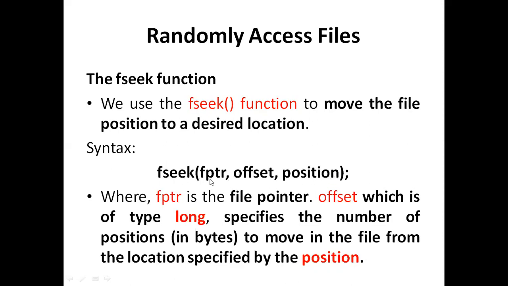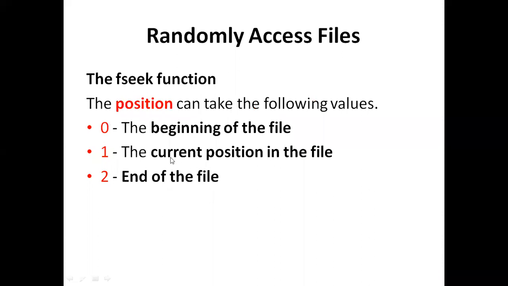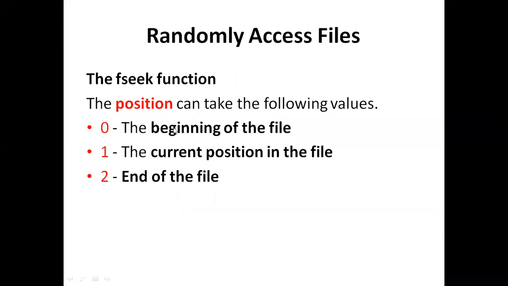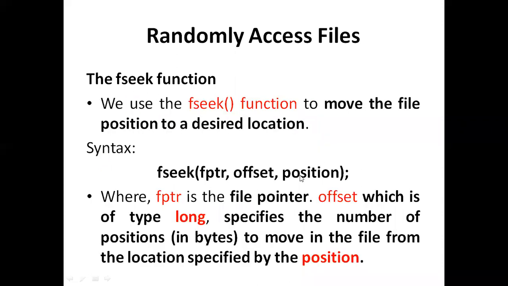Three parameters. The first parameter is the file pointer, the second parameter is the offset, and the third parameter is the position, from where to where we want to move. And here 0 means what? A position value of 0 means we are going to read from the beginning onwards.